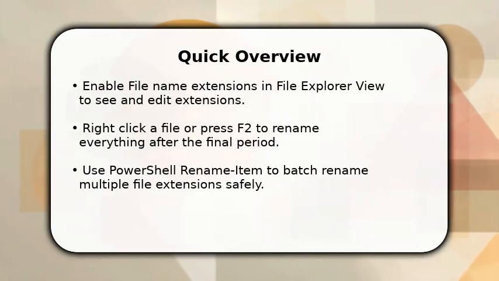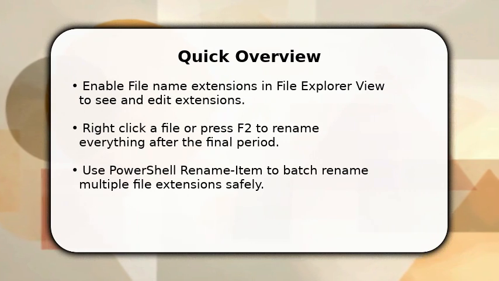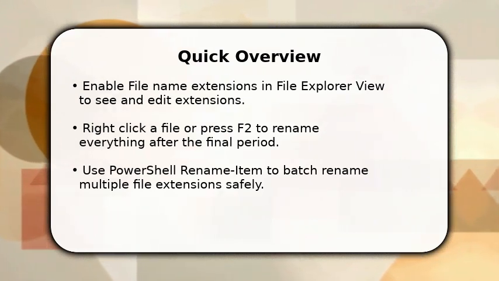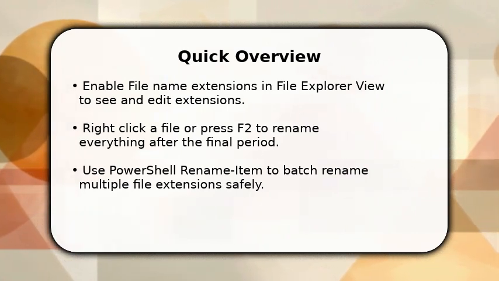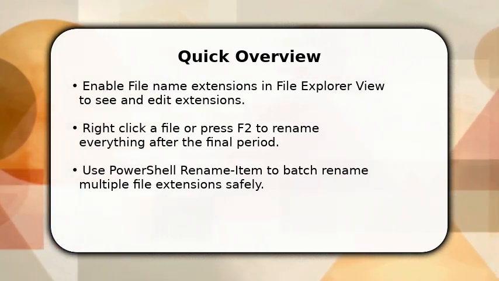In this video, I will show how to change file name extension Windows 10 easy method. Open File Explorer, click View, and enable file name extensions. Right-click the file, choose Rename, and change the characters after the last period. Confirm the new extension when prompted.